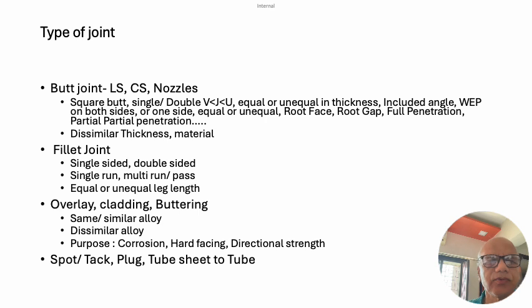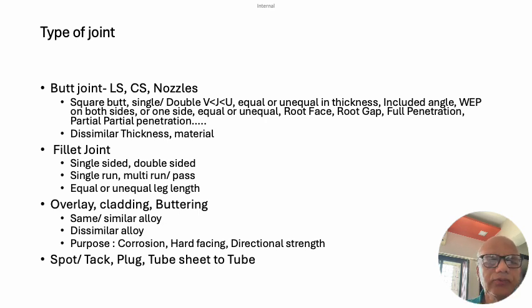Similarly, we can talk of the fillet joint, single sided, double sided, single run, multi run, equal, unequal length, on similar material, dissimilar materials, what is our electrode or the process we are using, the positions in which the butt joints and the fillet joints are being done.